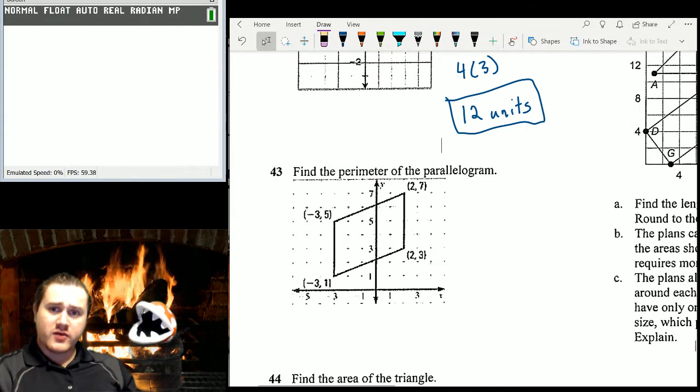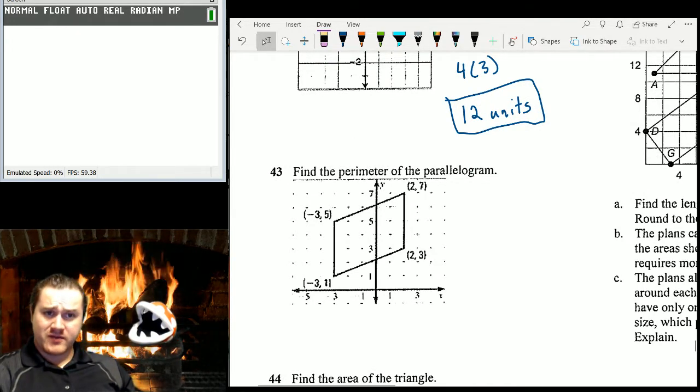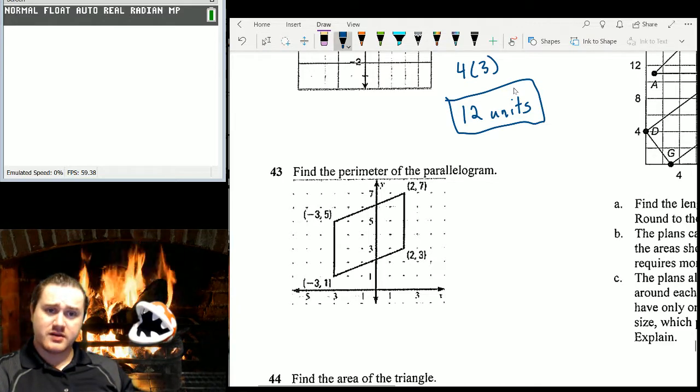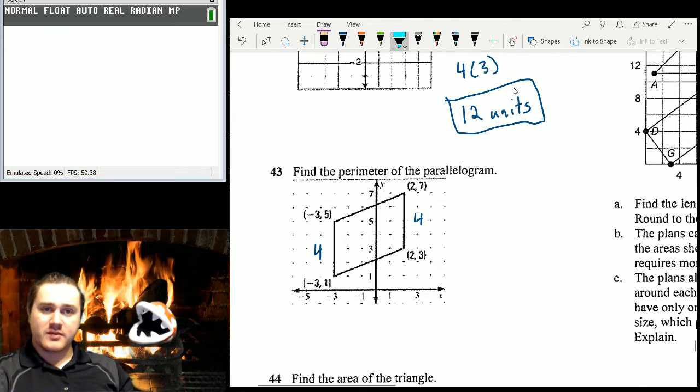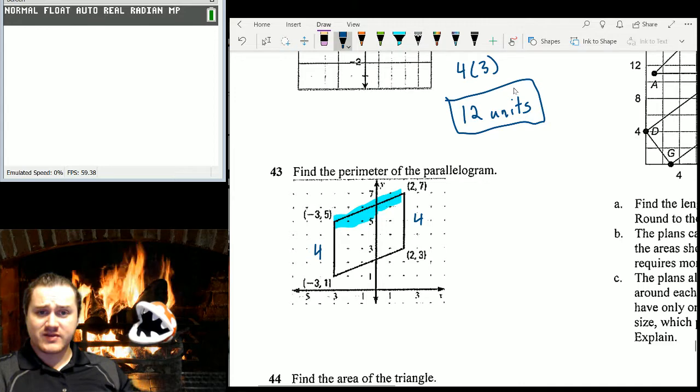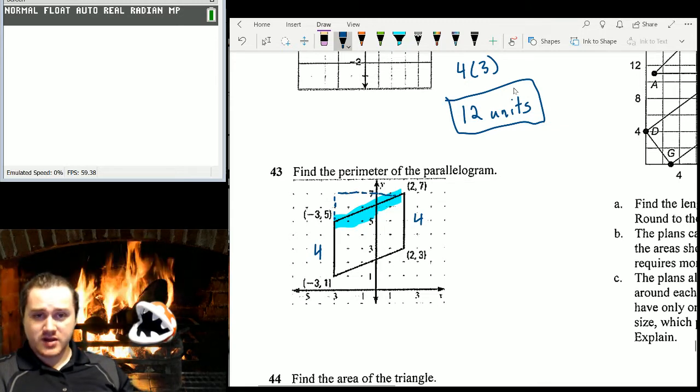Alright, so number 43 wants to do the same thing, but now we have a parallelogram. We can still count the sides that go up and down. This goes 1, 2, 3, 4, and that matches the side opposite of it. However, the problem comes with the slanted sides. For those, we have to do what we were doing at the very first of this review: figure out how long that is. The easiest way is to make a right triangle and then use the Pythagorean theorem. This right triangle goes up 2 and right 1, 2, 3, 4, 5.